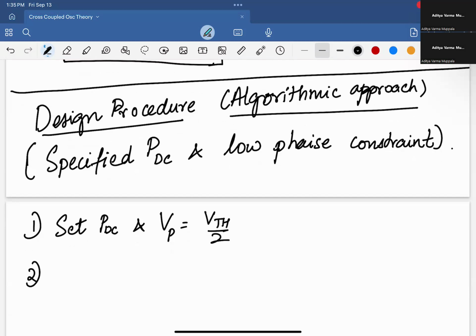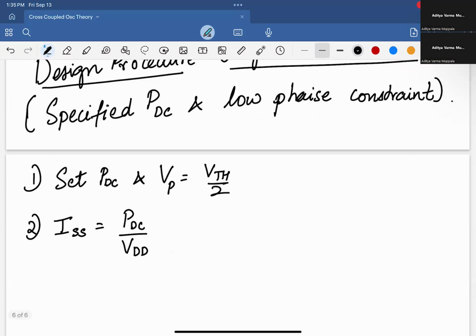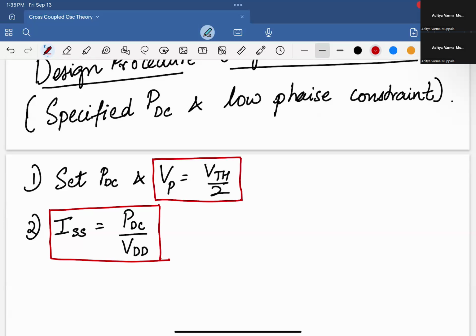So that specifies what V peak is. Okay, step 2 is that ISS is equal to power dissipated divided by VDD. Right? And VDD is usually set by the process itself. So from this, you know what ISS is. So ISS is determined. Right? So that's done. V peak is also determined. That's also done. Because VTH, VDD are process dependent, right? They're constrained already.